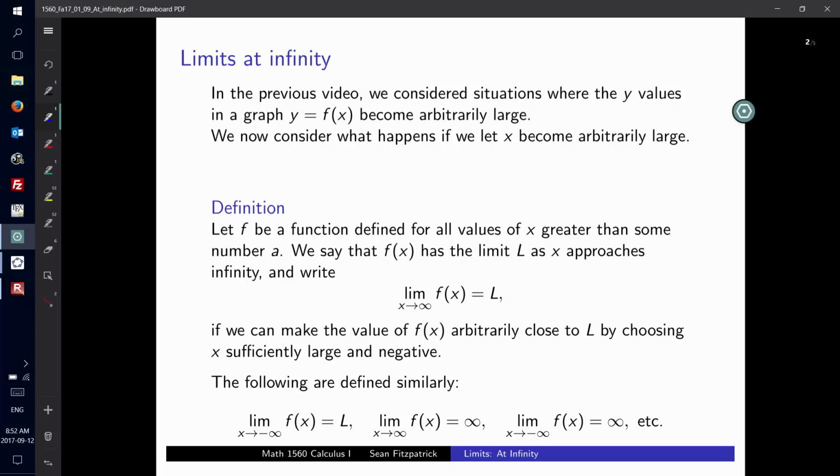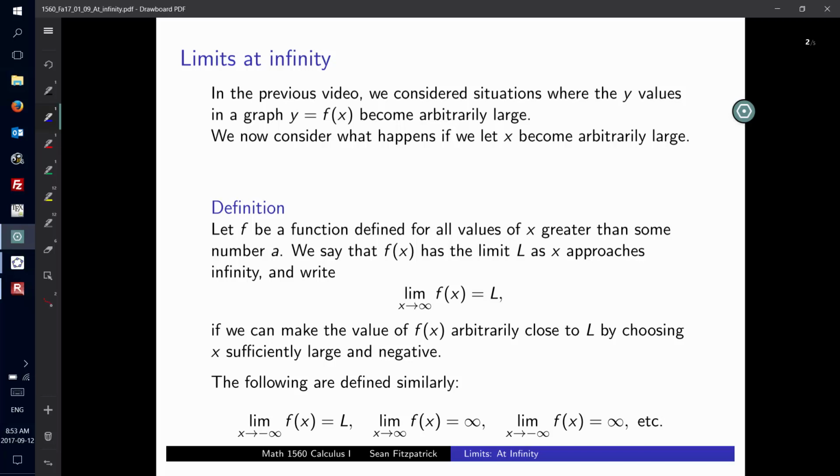So the idea is that however close you want to make the function to L, if we have this limit, you can make the function as close to L as you want if you take a large enough value for x. And you can consider x going not only to positive infinity, but also off to negative infinity. You can consider large but negative values. And you can also consider infinite limits at infinity, negative infinite limits at infinity.